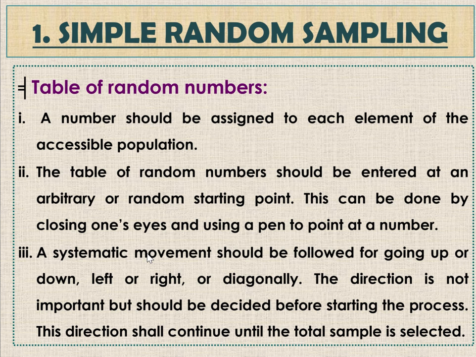So using a table of random numbers, it entails the following steps. First step, a number should be assigned to each element of the accessible population. Second, the table of random numbers should be entered at an arbitrary or random starting point. So this can be done by closing one's eyes and using a pen to point at a number.